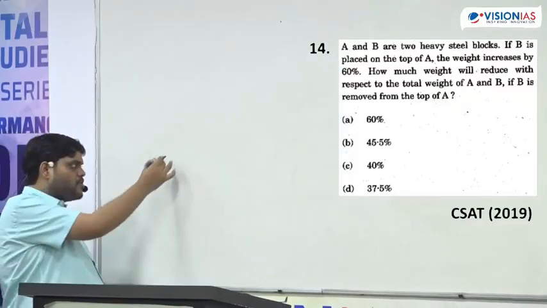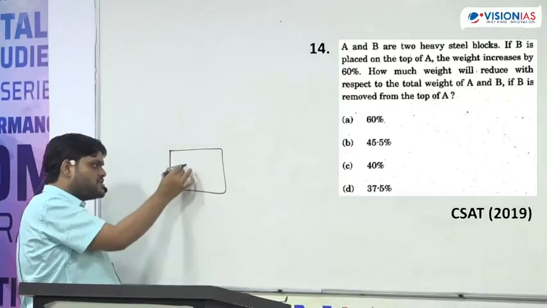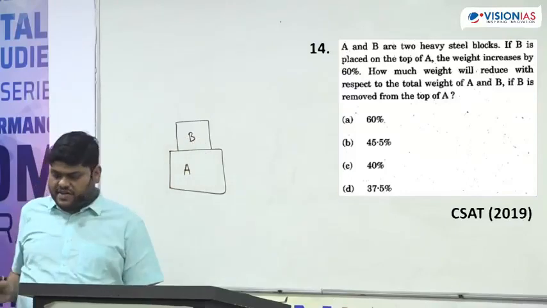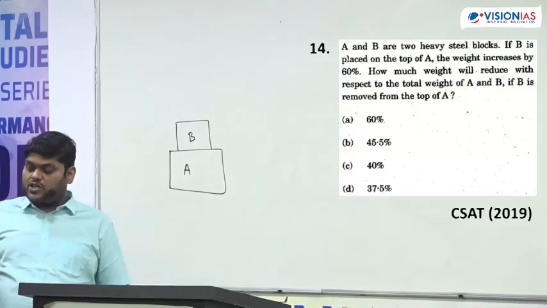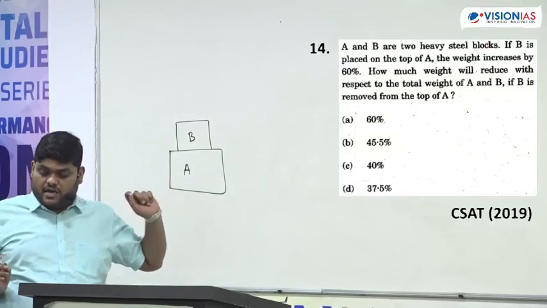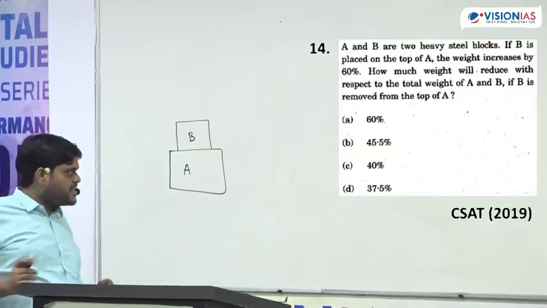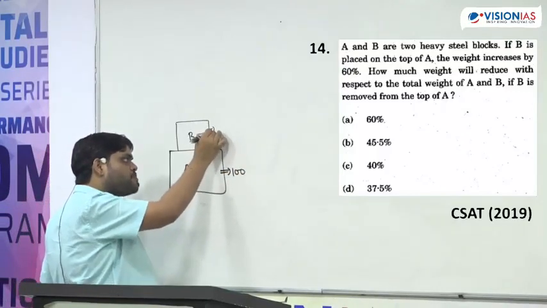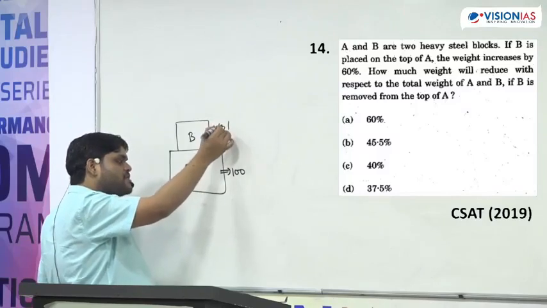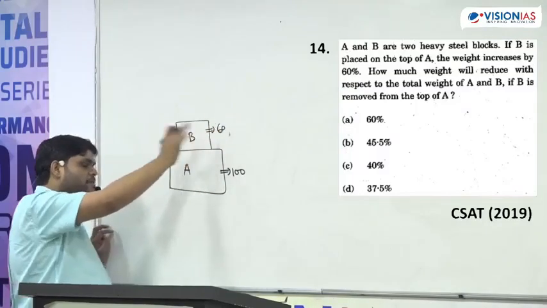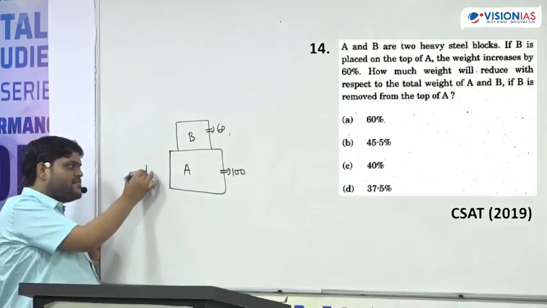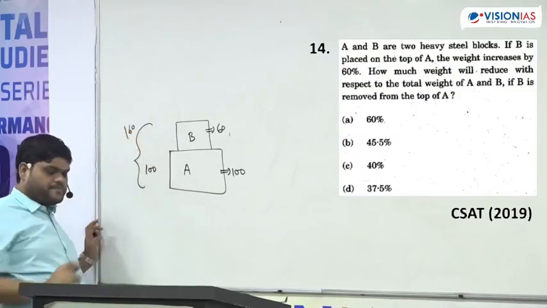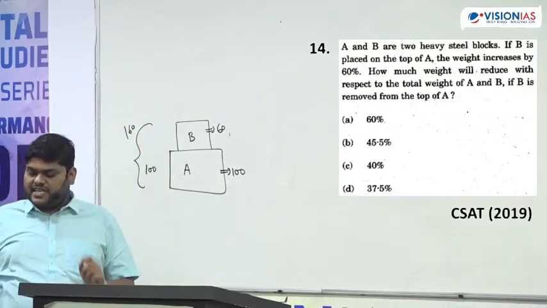Okay, suppose a block is there. This is block A and this is block B. What is given? If B is placed on top of A, the weight increases by 60%. That means, suppose the weight of block A is 100, when B is placed, the weight increases by 60%. That means the weight of B will be 60, or not? That's why initially the weight was 100, and now when B is placed, the weight becomes 160, or not? The weight becomes 160. Surveys has given the correct answer.